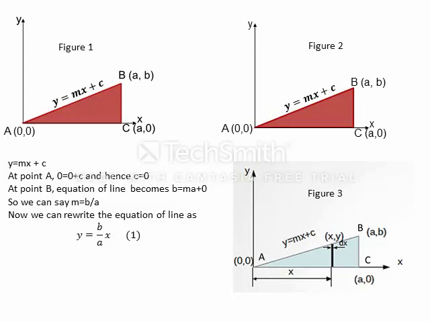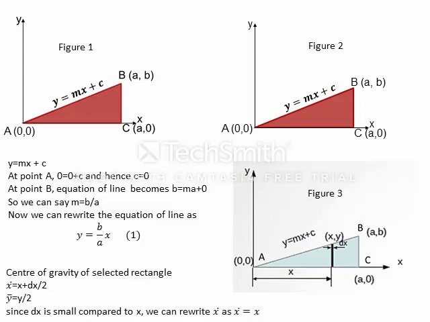Now we select a small rectangle of thickness dx at a distance x from the y-axis. To proceed further, we have to identify its area and the coordinates of its center of gravity. The center of gravity of the selected strip can be written as x bar is equal to x plus dx by 2, and y bar, the y coordinate, is equal to y by 2.